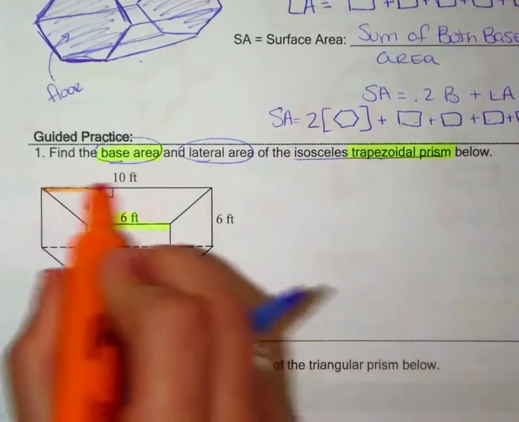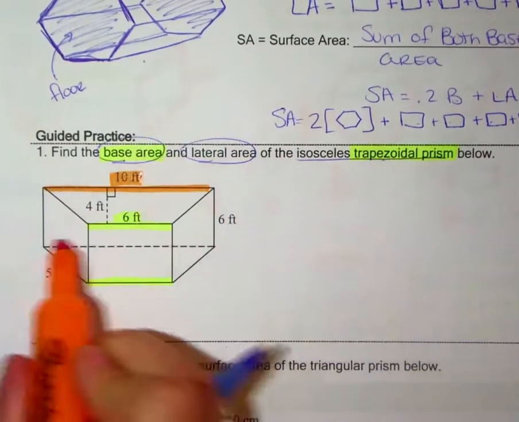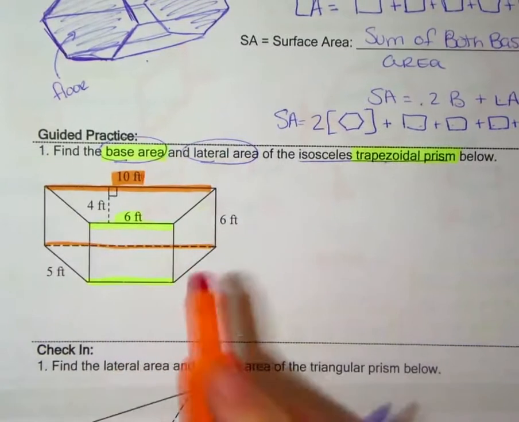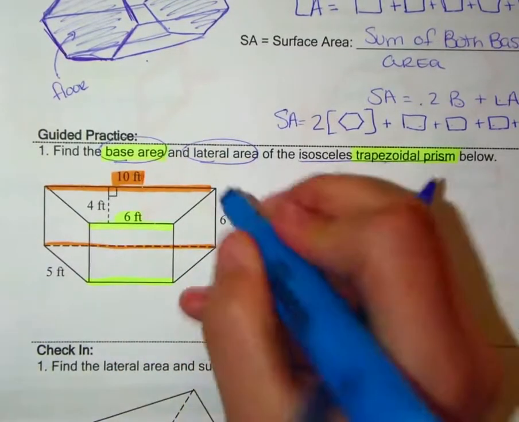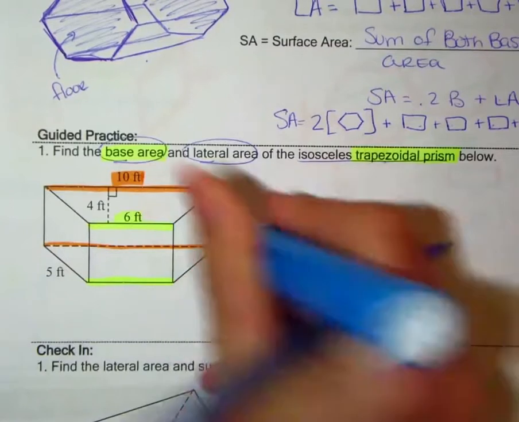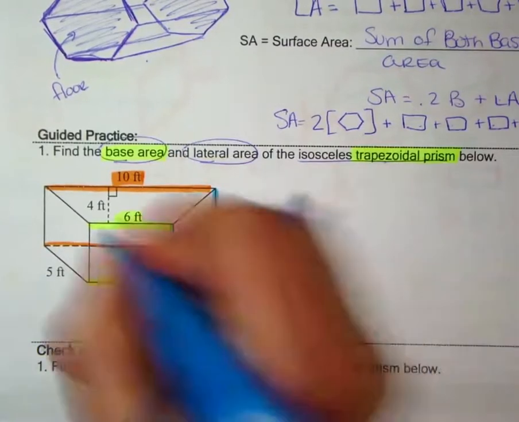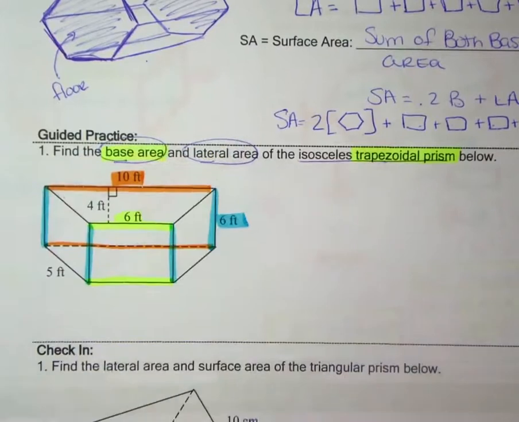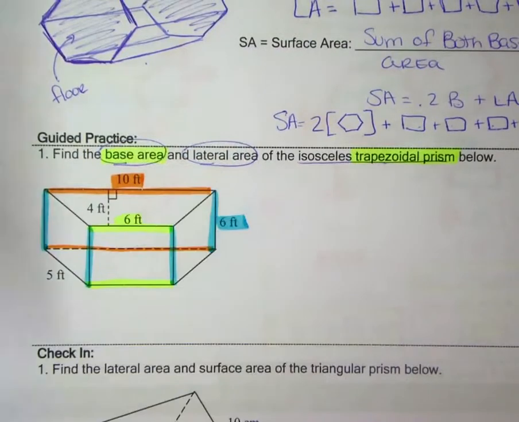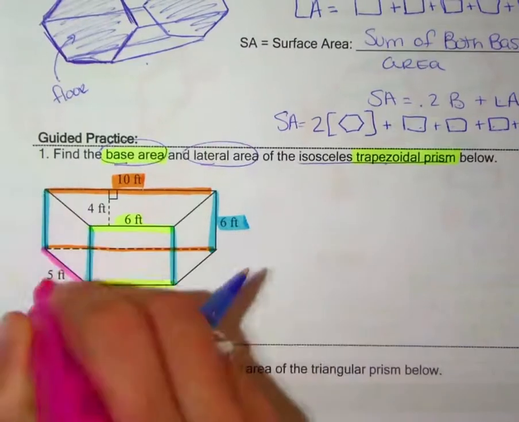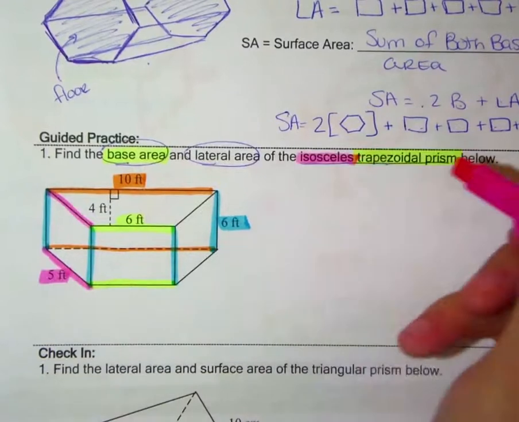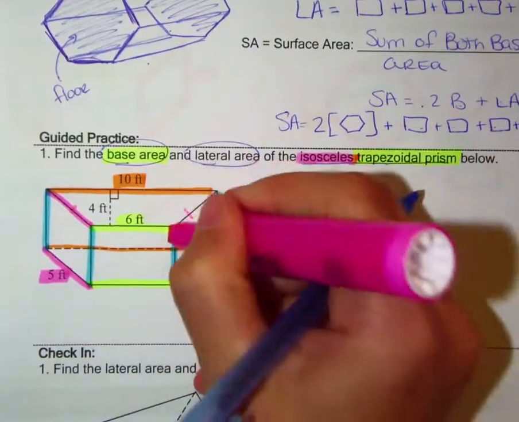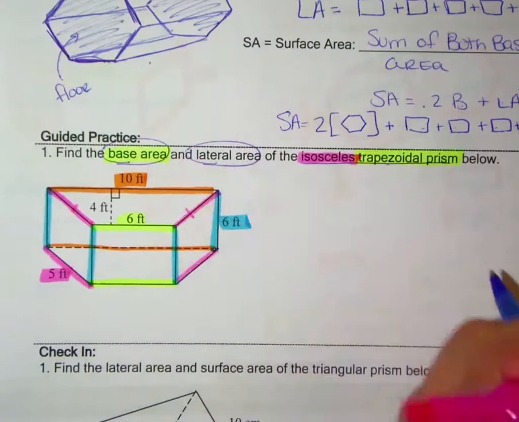This edge here is 10 feet, and so this edge here is also 10 feet. So I'm highlighting the same color so that I keep that in mind. This edge here is 6 feet, and any segment that is parallel to it is also going to be 6 feet. And lastly, this one here is 5 feet, which means this one here is 5 feet. Going back, it's isosceles, so these are congruent. And so this is 6, and this is also 6.